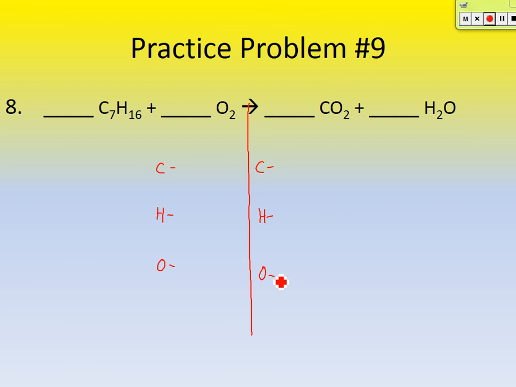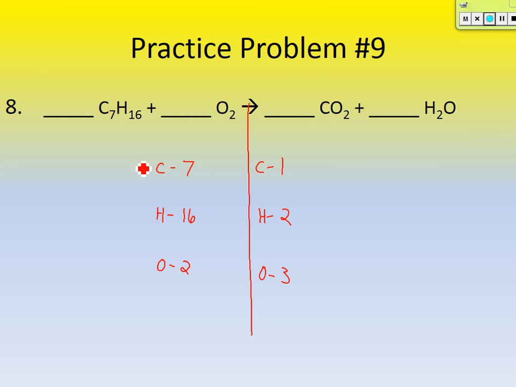Help me out, let's go fast. How many carbons on this side? 7. How many hydrogens? 16. How many oxygens? 2. Hey, we're not done. Don't put yourself away yet. Help me out. How many carbons? 1. How many hydrogens? 2. How many oxygens? 3. 2 here and 1 here, that's 3. Okay, now let's just start at the top.